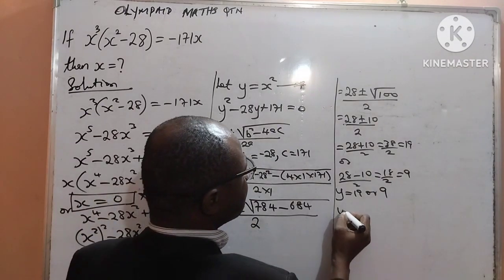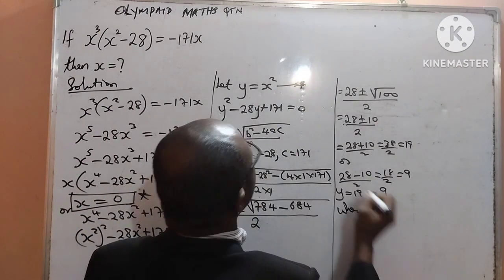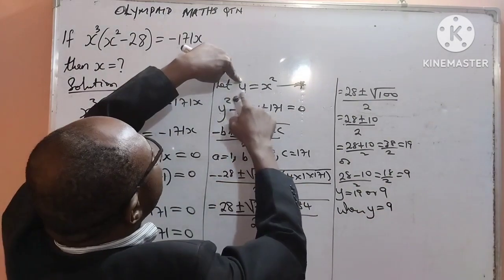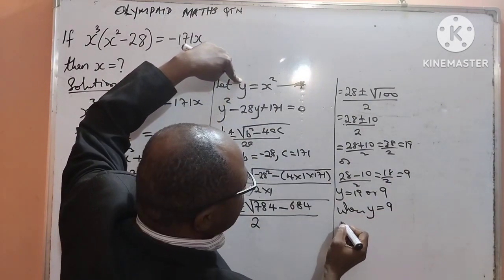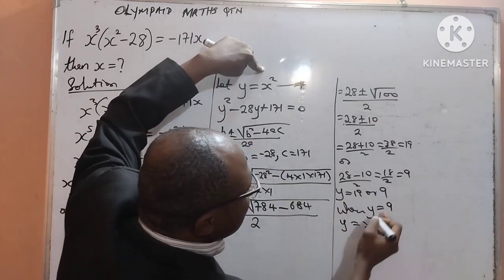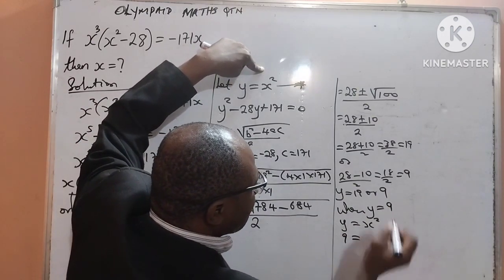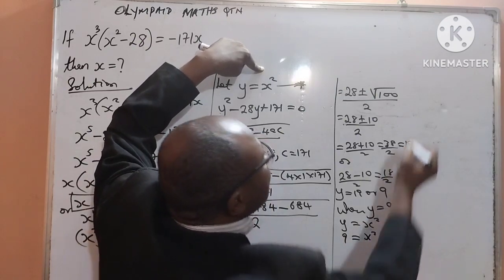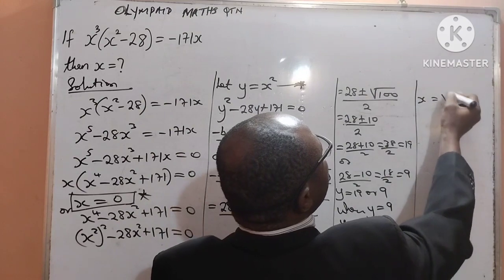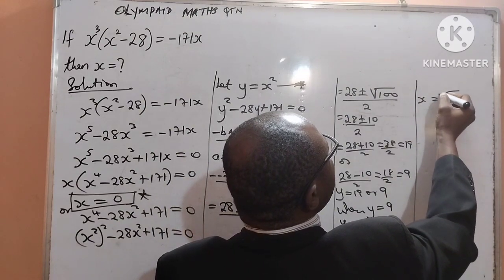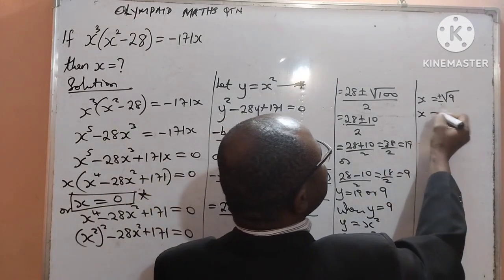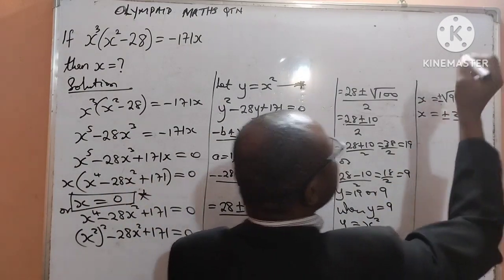Therefore, when y is equal to here, 9, we now have y replaced. From here, y is equal to x raised to the power 2. So therefore, y now is 9 equal to x raised to the power 2. Implying that x will now be equal to plus or minus the square root of 9. And therefore, x now will be equal to plus or minus 3.